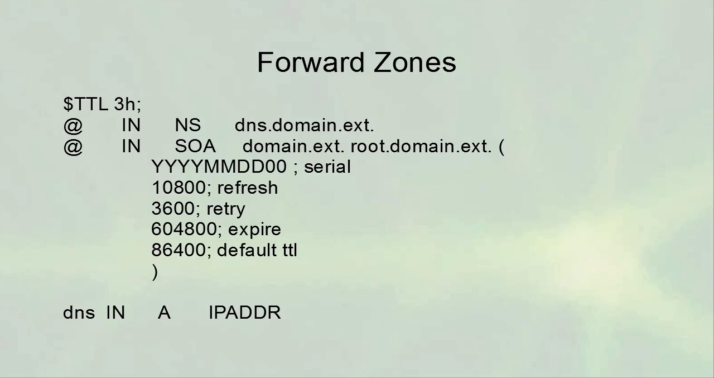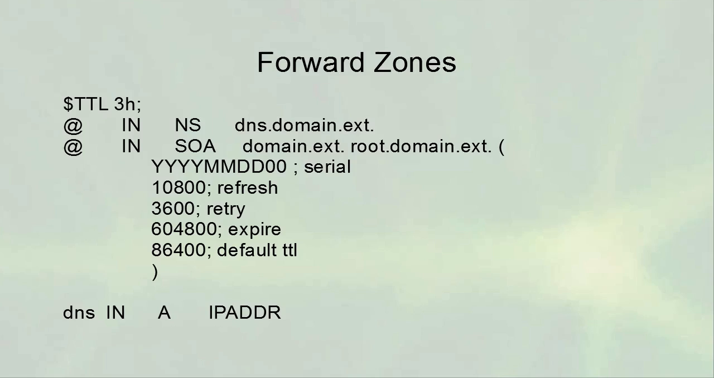Well, you're going to need to make sure you have this dns.domain.ext defined somewhere. So we're assuming this is the domain.ext file, and you can see at the very bottom line there is a DNS IN A, and then you put the IP address there. The IP address is written in normal IP address format, so it'd be 10.11.12.13. No trailing dot in that one.